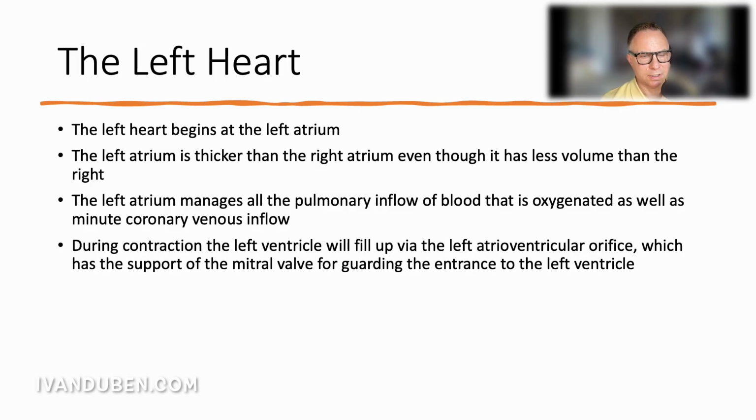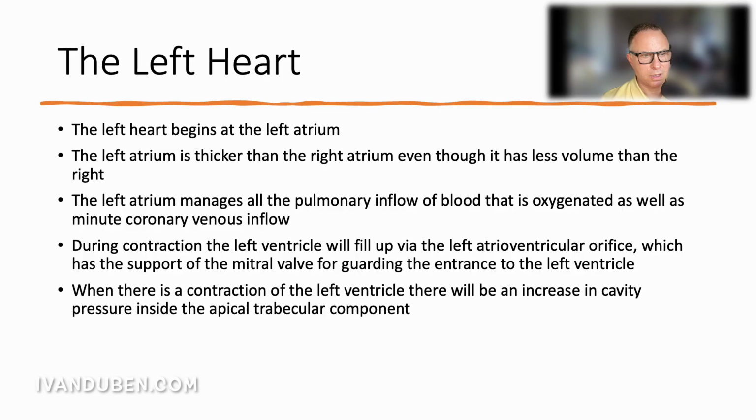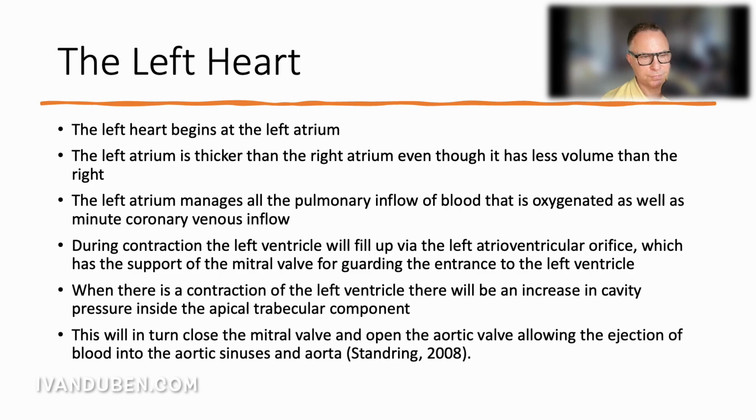During contraction, the left ventricle will fill up via the left atrioventricular orifice, which has the support of the mitral valve for guarding the entrance to the left ventricle. When there is a contraction of the left ventricle, there will be an increase in cavity pressure inside the apical trabecular component. This will in turn close the mitral valve and open the aortic valve, allowing the ejection of blood into the aortic sinuses and aorta.